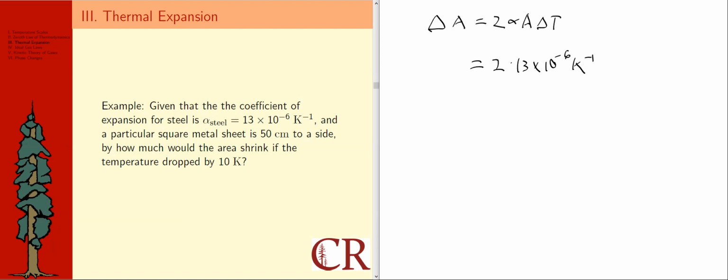The area I have here, since this is described as a square metal sheet that is 50 centimeters to a side, the area of a square is length times length, or length squared. So I'm just going to write that as 50 centimeters and then just square that. So that is what I'm putting in for the area of this square metal sheet.